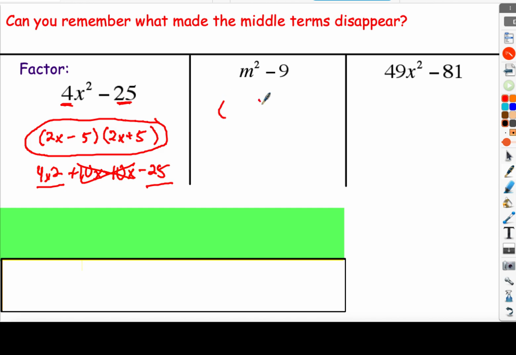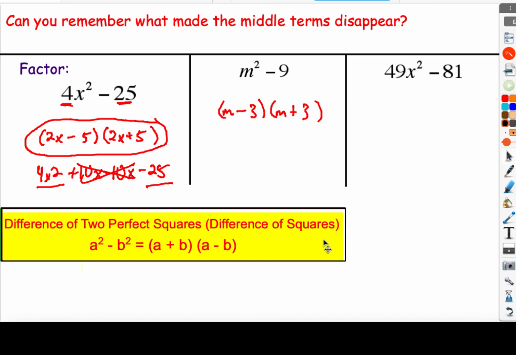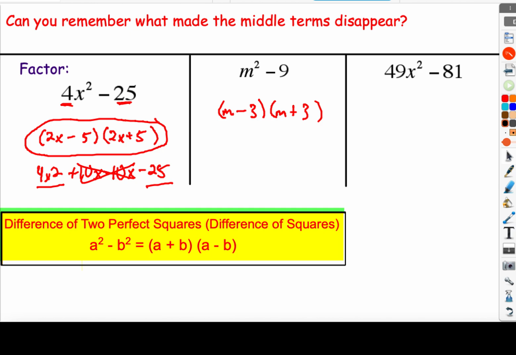Well, in that case, what we have is a nice pattern. M squared means I need m's. 9 means I need 3's. But in order to get a negative 9 and to add to 0, we need one plus, one minus. We call this one the difference of squares pattern, or some books will call this the difference of two perfect squares pattern. If we have two perfect squares, a squared and b squared, we can split the pattern into a plus b and a minus b.